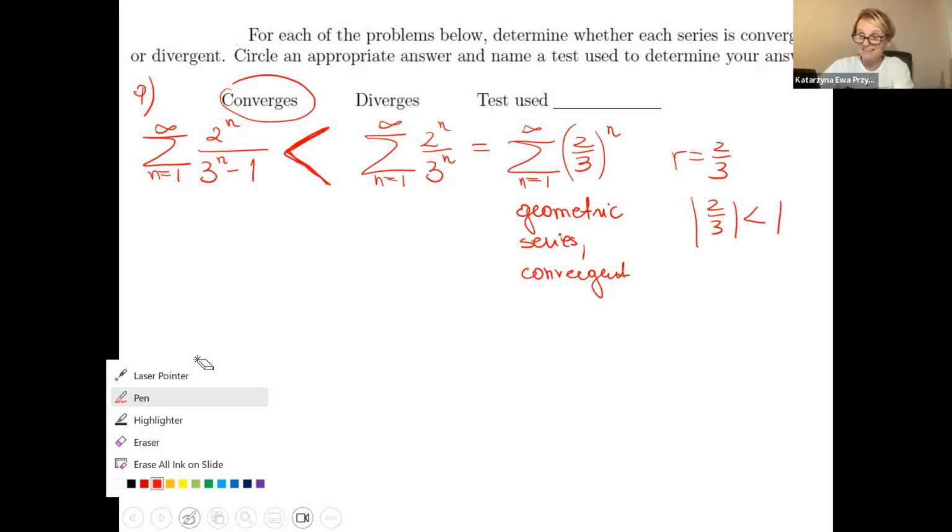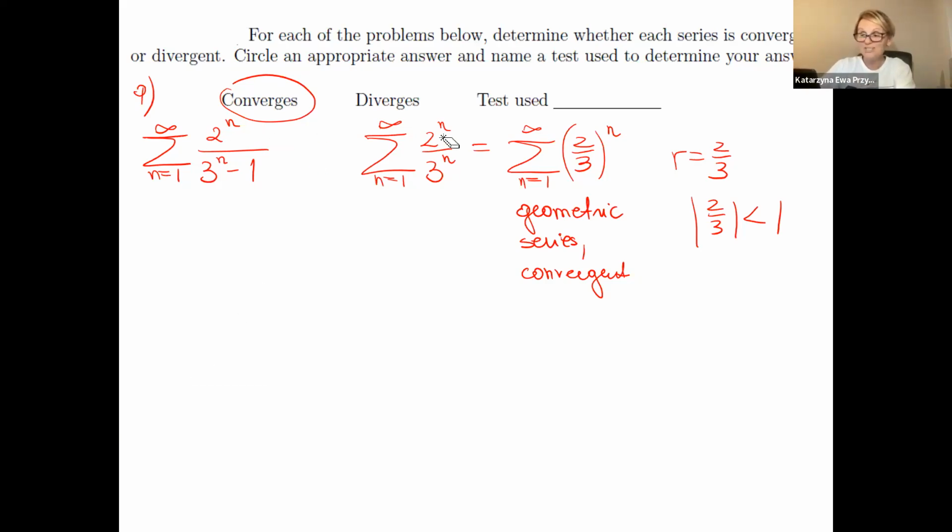But let me erase this. Which fraction, 2 to the n over 3 to the n, or this one, 2 to the n over 3 to the n minus 1, which one is greater or which one is smaller? Let's think about this one, okay? Left is greater, because everything is the same, just -1. Subtracting something from the denominator makes the denominator smaller, so the whole fraction is greater.